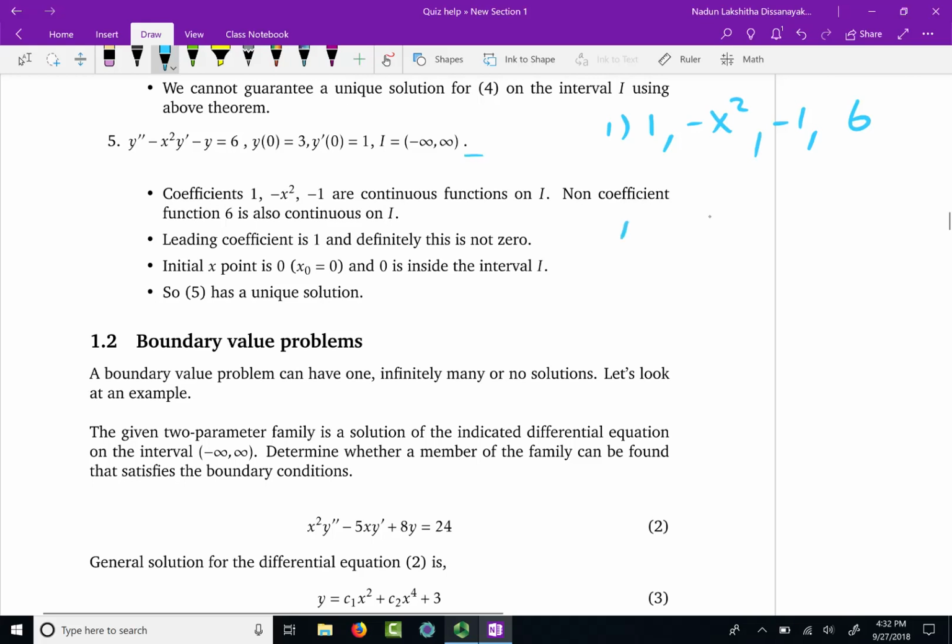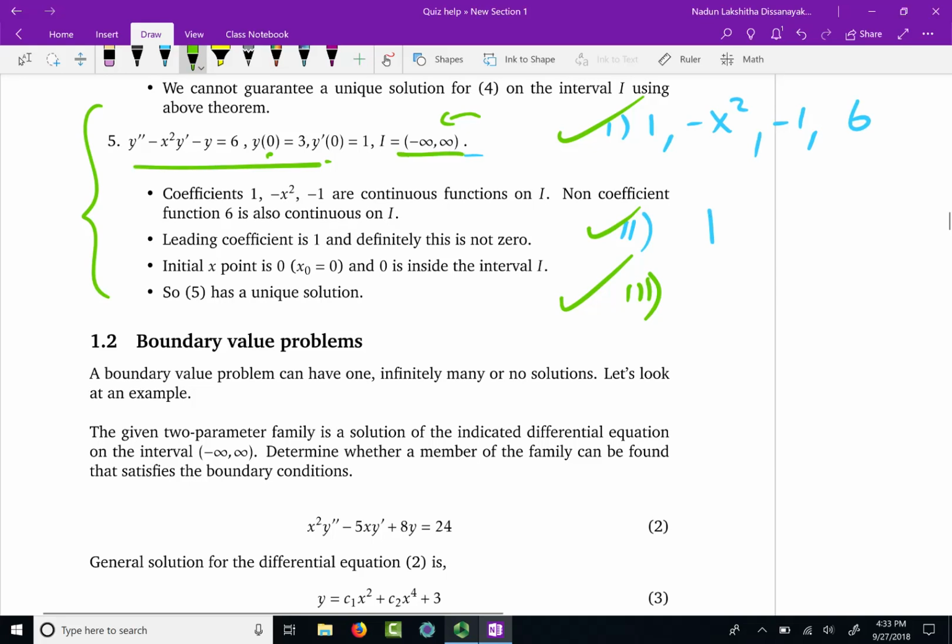So good. Second, the leading coefficient. What is the leading coefficient? The leading coefficient is 1. 1 is never 0. So the leading coefficient will never be 0. So automatically the second condition is also satisfied. Third condition. Wow, this is easy. What is the initial point? 0. Is 0 inside the interval? Of course, yes. The interval is running from negative infinity to infinity. So the third condition is also satisfied. Then we are guaranteed to have a unique solution for this initial value problem in this interval.